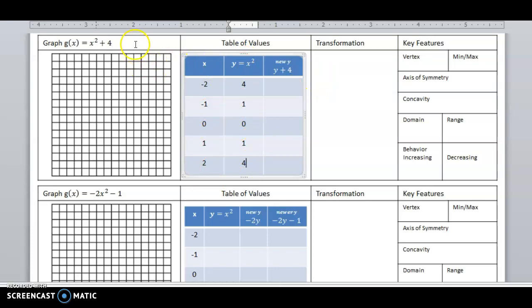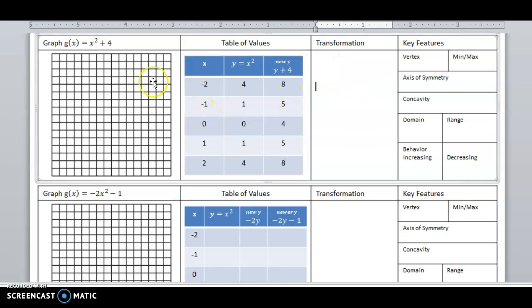However, in this new function, we're adding plus 4. So that means we're adding 4 to the original y value, because the original y value was x squared and then we add 4. So let's show those values in this column. It means add 4 to every single one. So 4 plus 4 is 8, 1 plus 4 is 5, 0 plus 4 is 4, 1 plus 4 is 5, and then 4 plus 4 is 8. Alright. Now, let's look at the transformation.